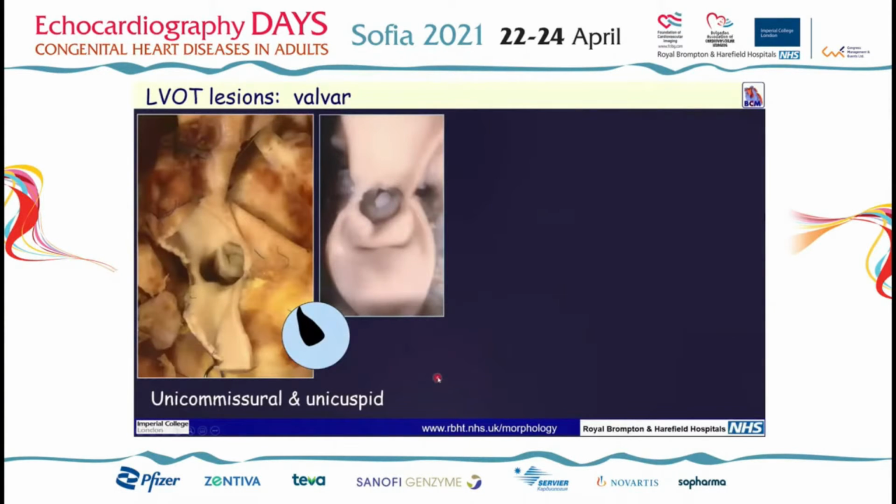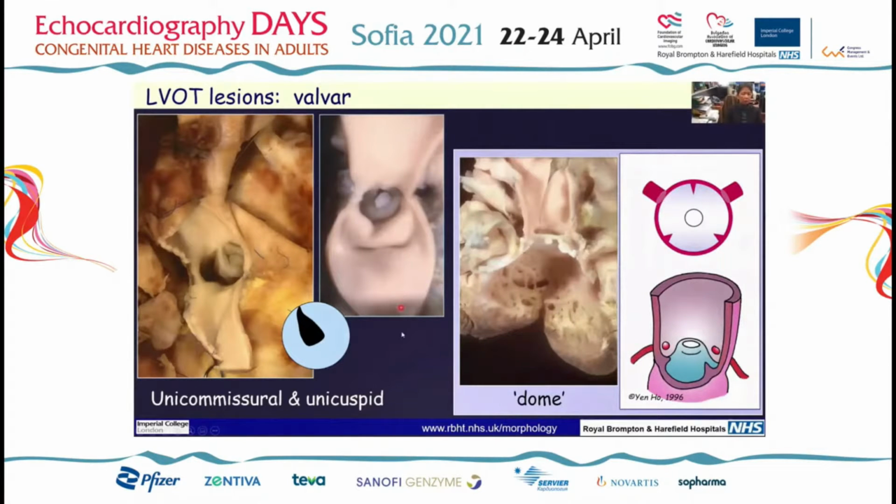Moving on to the unicuspid and unicommissural arrangements, we have some examples here. They tend to be in very young infants that we come across these, and much less frequently is this sort of dome-shaped arrangement. There's an attempt to form 3 separate valve leaflets, but not quite successfully, so we have this kind of configuration instead.